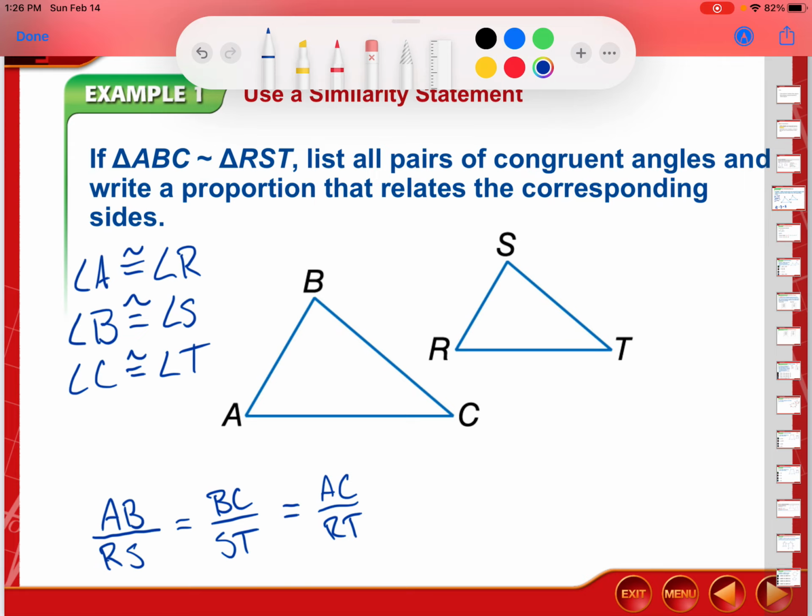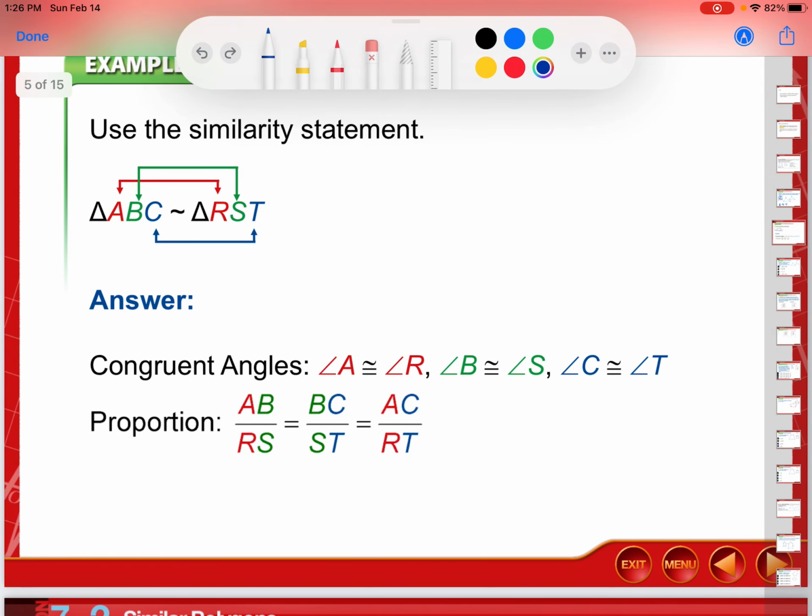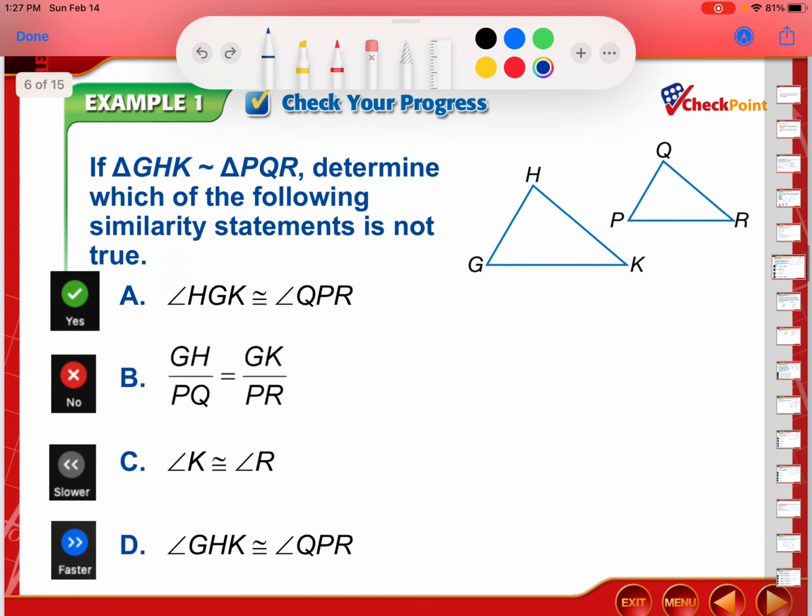So if we look at this in terms of our similarity statement, AB and RS are the first two points in each of these similarity statements. BC and ST are the last two in each of the similarity statements, and then AC is the first and the third, and RT is the first and the third in their respective similarity statements. So the order does in fact matter in these. And this is just another example showing how that matters. And once again, I really like how they color coded it. So if you wanted to put this in your notes, it would be a good thing to have in your notes. All right.